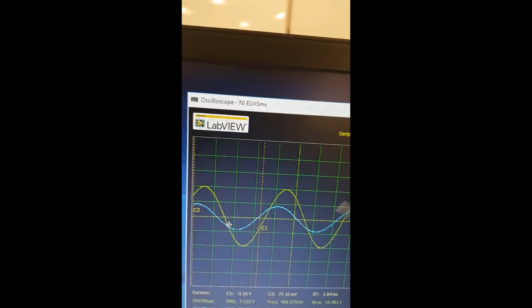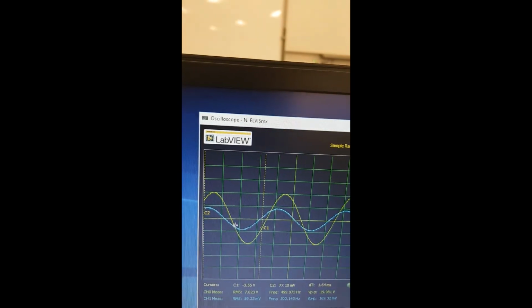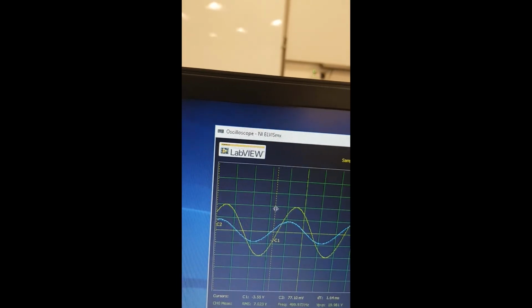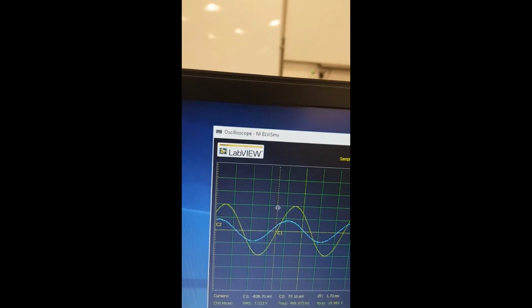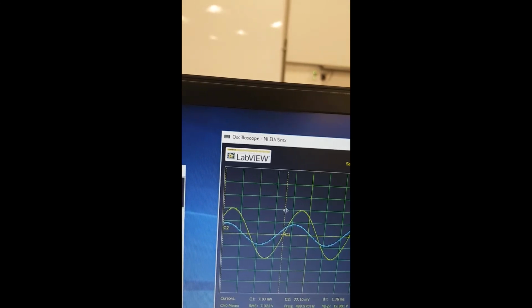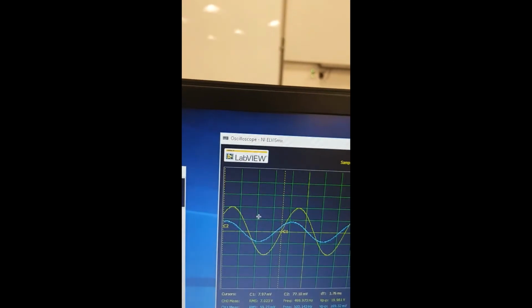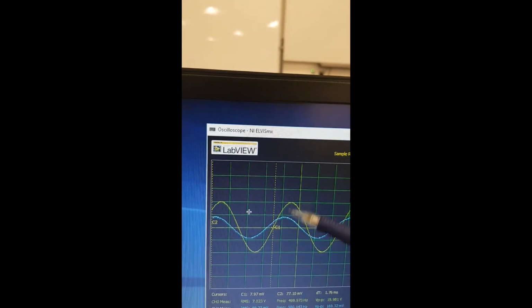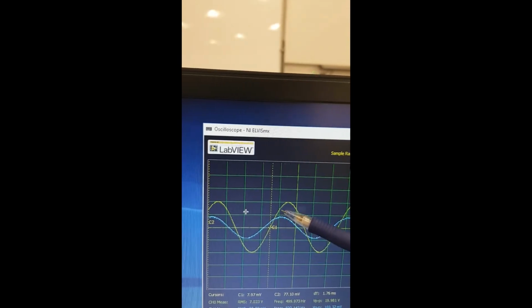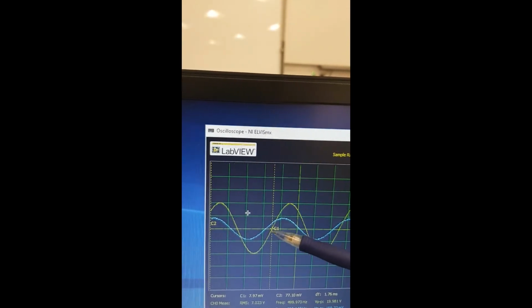Okay. The green signal will be our reference. I'll go and set the C1 on the intersection point between the green signal and the x-axis. See, I set here the point between the green signal and the x-axis.